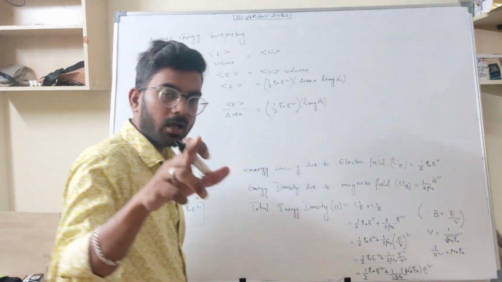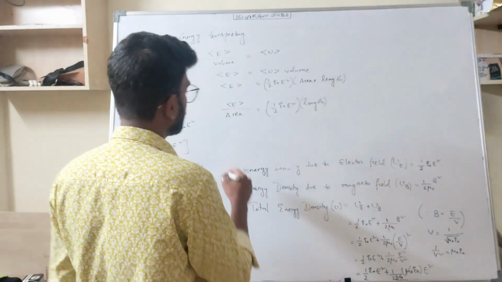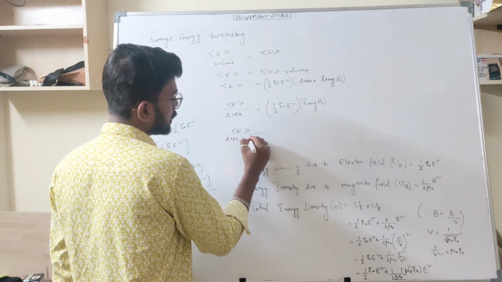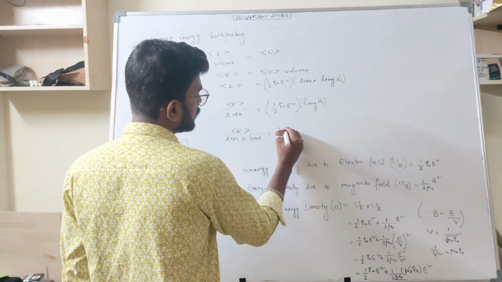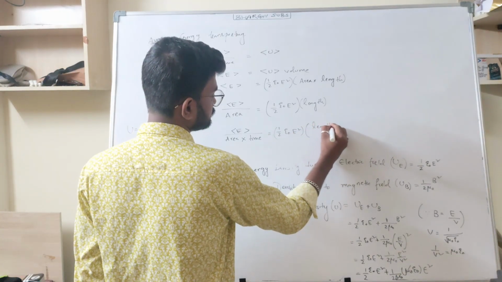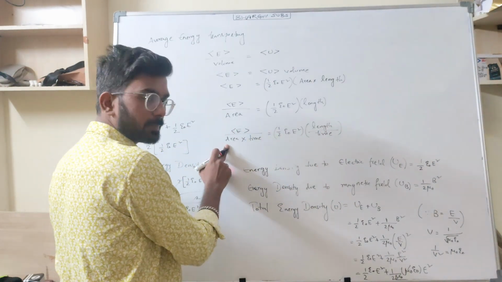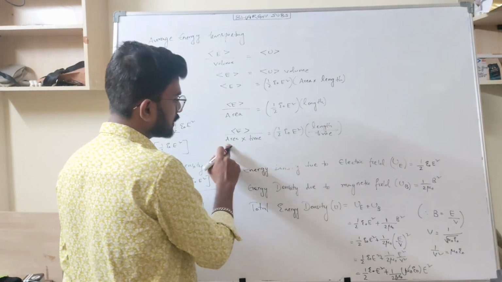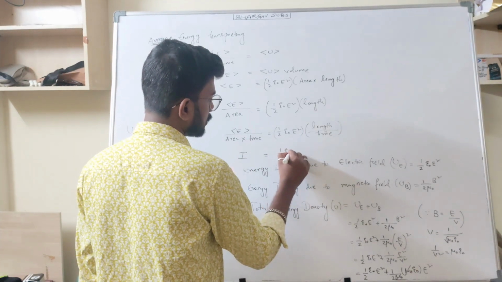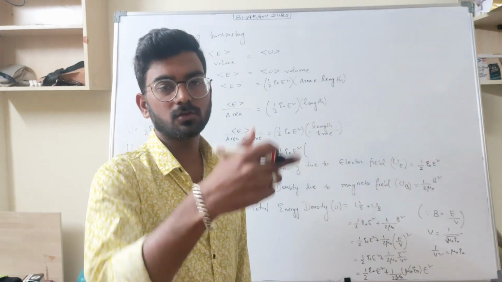And what is intensity? Average energy transport per unit area per second. So I have to divide by time also. Okay, so average energy transport per area into time is equal to half epsilon naught E square into length by time. Okay, so average energy transport per area per unit time is known as intensity. Intensity is equal to half epsilon naught E square. This is length by time, like distance by time. What? Speed. Speed is equal to distance by time.